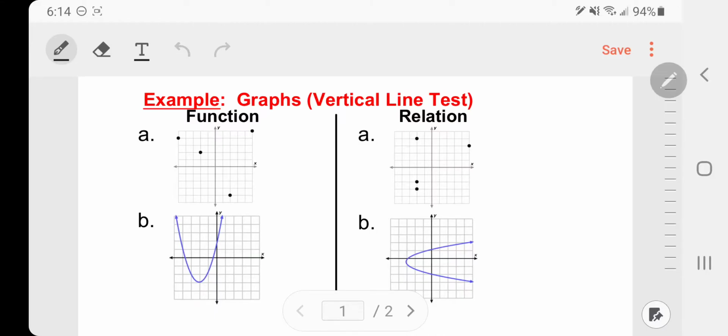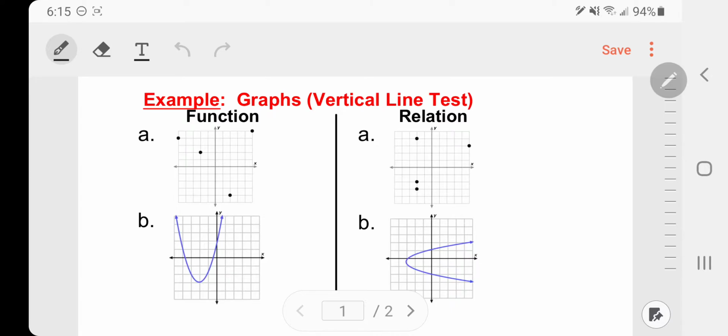Hey everyone. In this lesson, we're going to take a look at how to determine whether a graph of a relation is a function. You do this by using the vertical line test. What that means is you want to look for if you can draw a vertical line that crosses between either one point, meaning it is a function, or if it crosses through multiple points when it's drawn, that would mean that it is not a function.